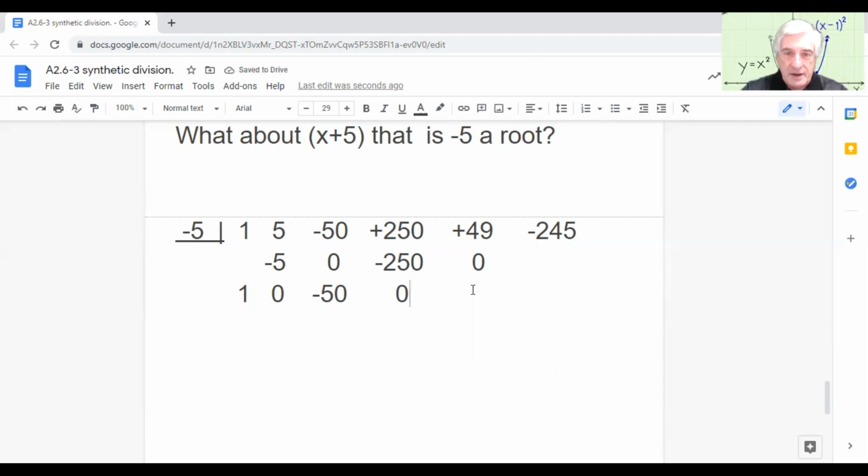So I bring down the 49. It's a plus 49. And I multiply plus 49 times -5. 5 times 49 is 245, negative 245. Now you add down, but I'm not going to add down. I'm done. Just write done.